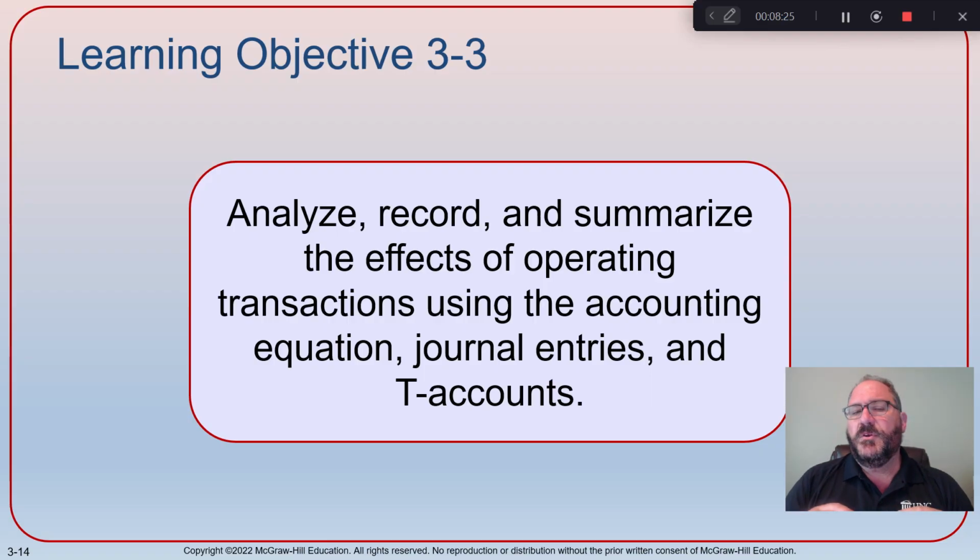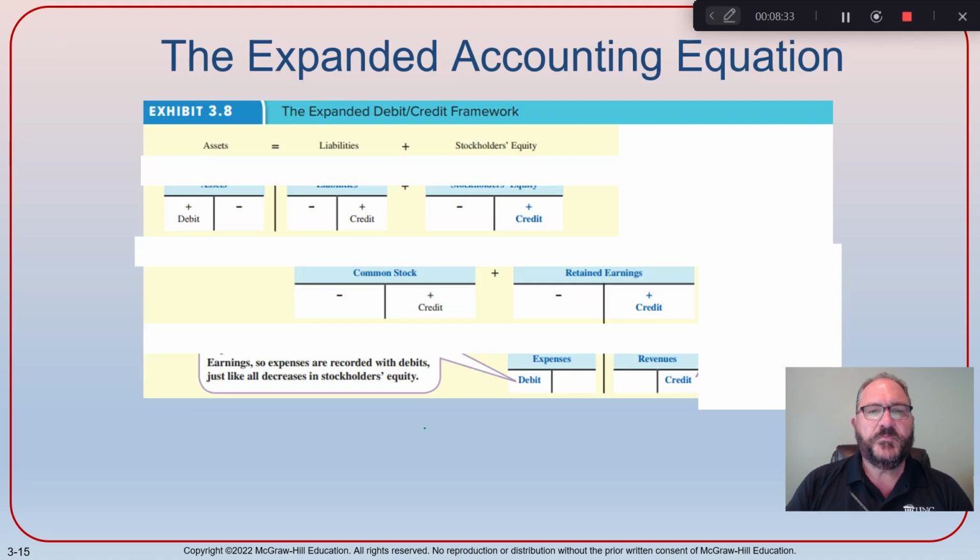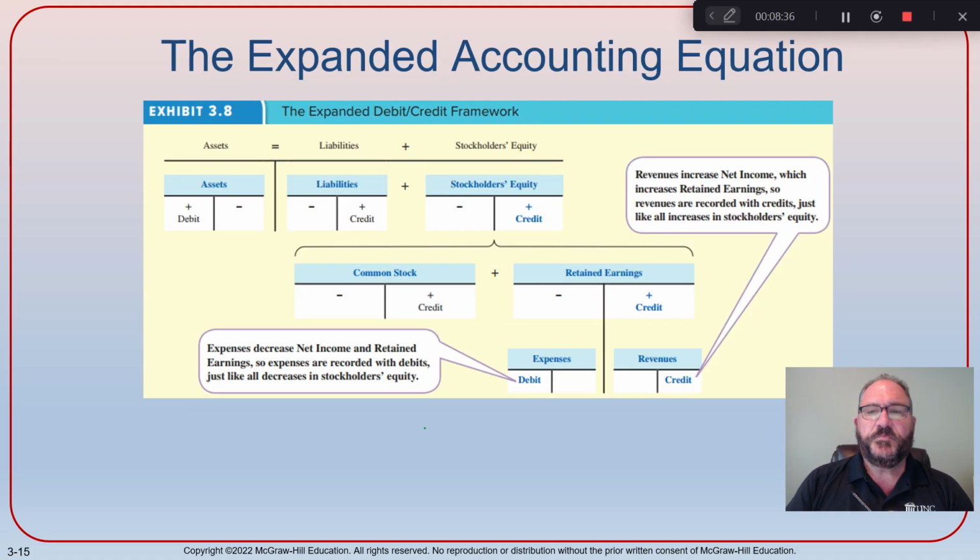All right, learning objective 3. We're going to take a look at journal entries, equations, and T accounts, just like we did in the other chapter. Okay? By the way, notice this expanded framework. When I was in your shoes, I really didn't get this. So I think it's important now that you do get it. It makes life a lot easier.